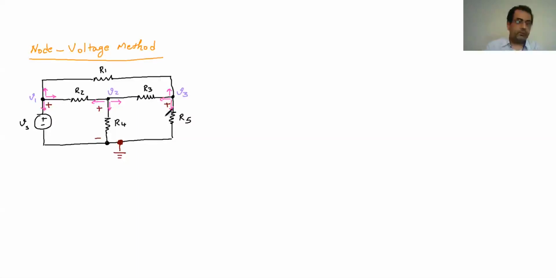After that, for each node, we will write basically Kirchhoff's current law. So for each node, we write the KCL. For example, we write the KCL at node 1, so we write the KCL at this one.